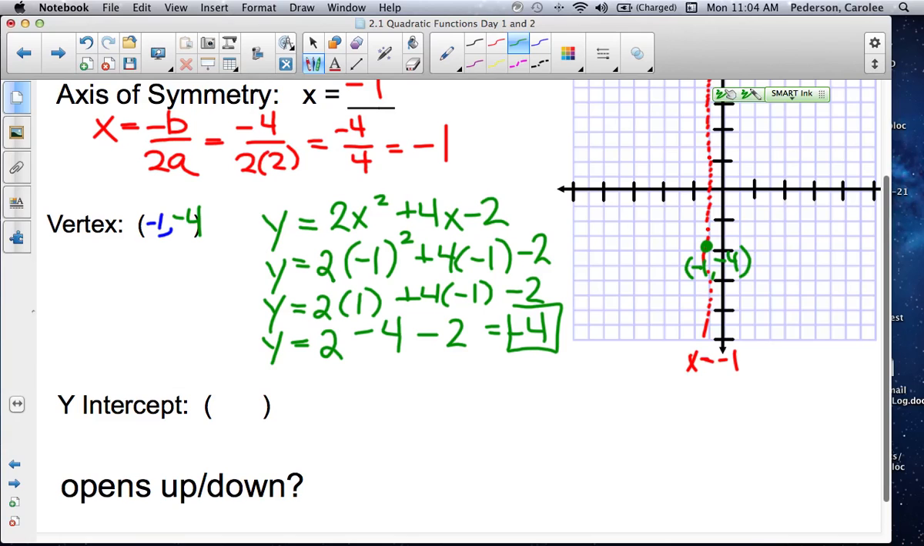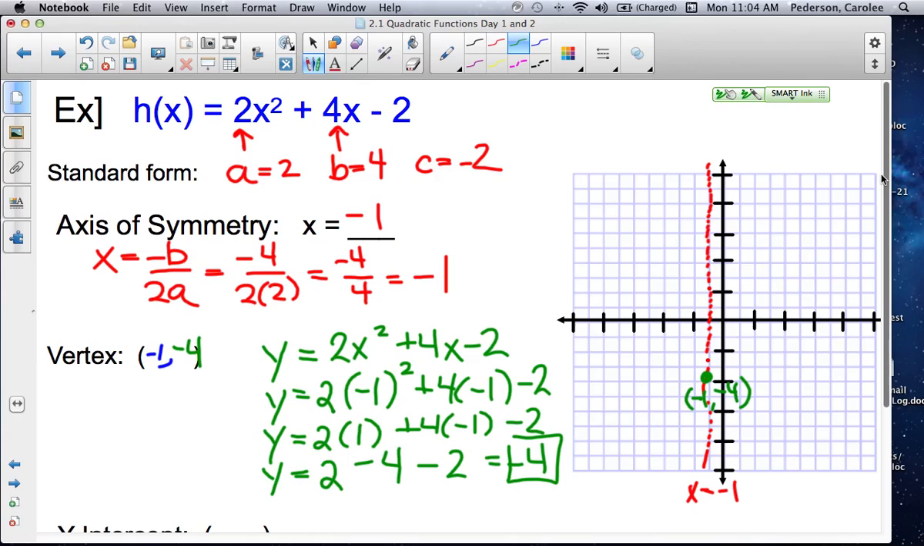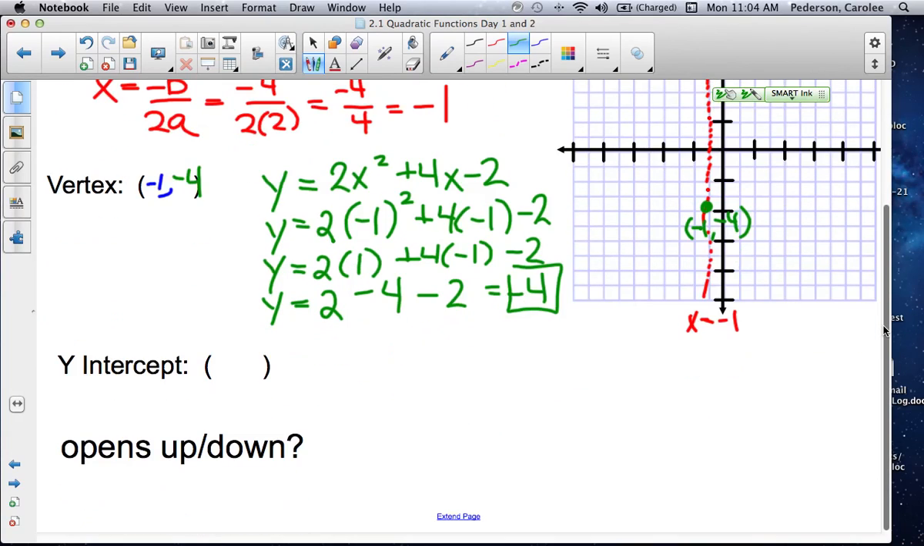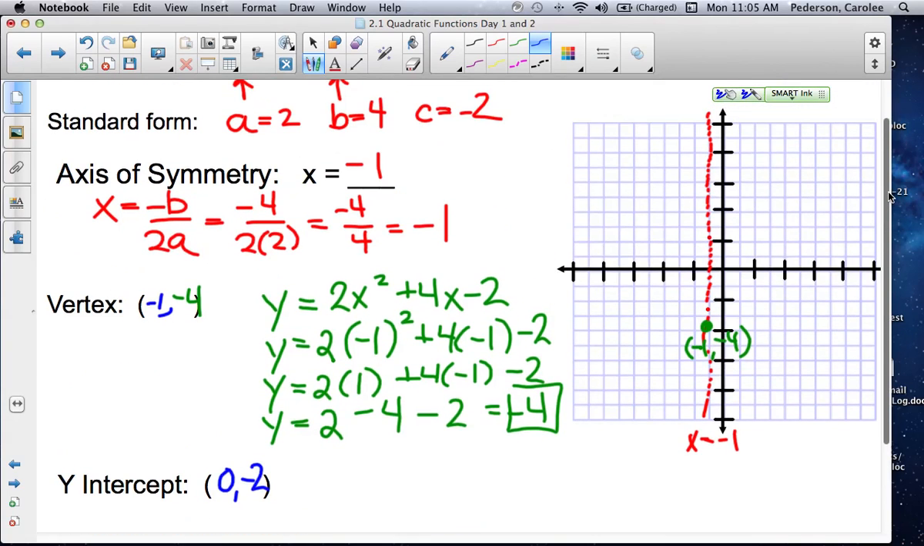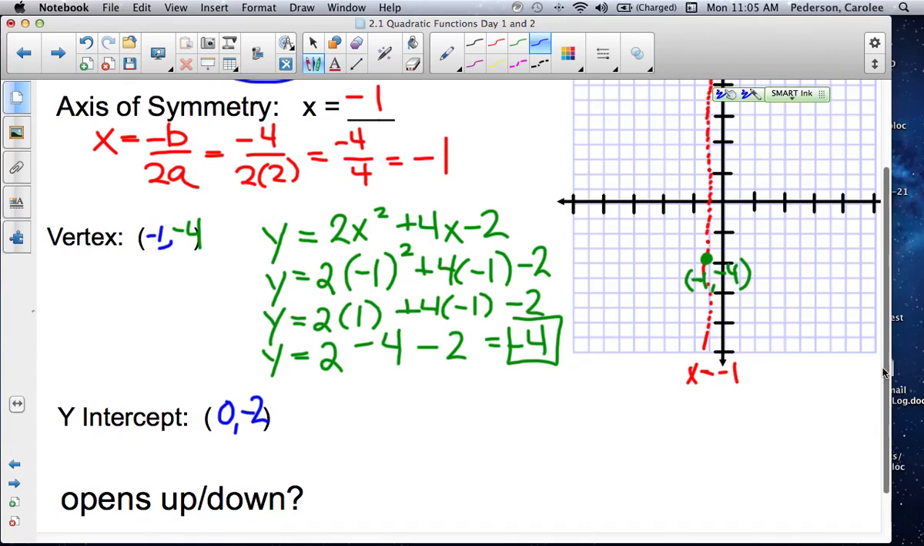The y-intercept, very quick. The y-intercept is the c of the equation in standard form. That's over 0, down negative 2. Then to figure out if the graph opens up or down, I have a positive a. The a is 2, a positive. So I know my graph must open up.